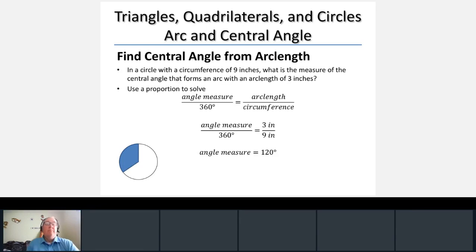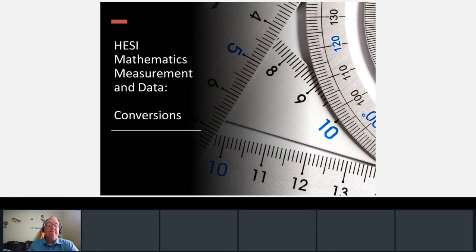Now, in a circle with a circumference of 9 inches, what is the measure of the central angle that forms an arc with an arc length of 3 inches? Again, we're going to solve it as a proportion. The angle measurement, we do not know, over 360 degrees. The length we know is 3 inches over 9 inches. Cross multiply, and we get the angle measurement of 120 degrees.